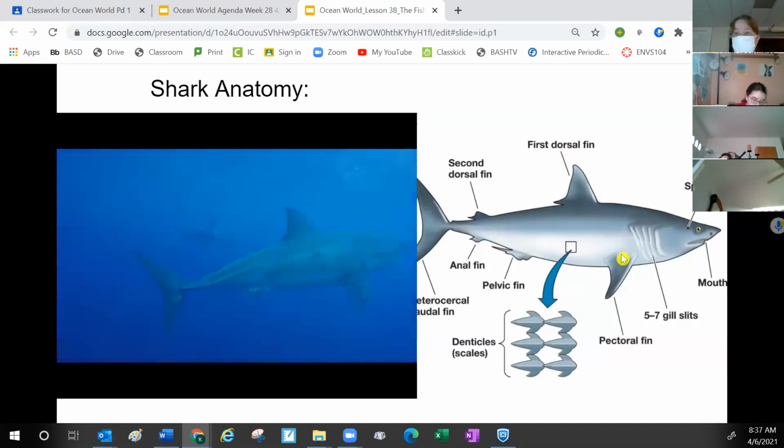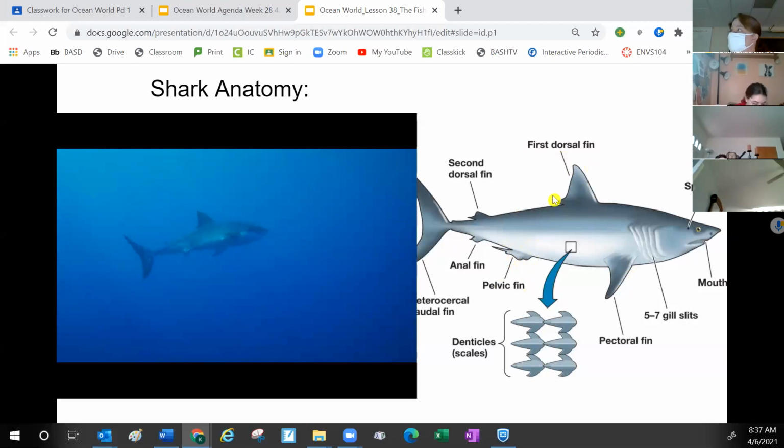Just like in people, your pecs refer to your shoulder region. So they do have 2 pectoral fins, 1 on each side. Those would be around the shoulder area. And then they have what are called pelvic fins, down near the pelvic region. Again, just like in human anatomy, the pelvis would be your hip and girdle region.